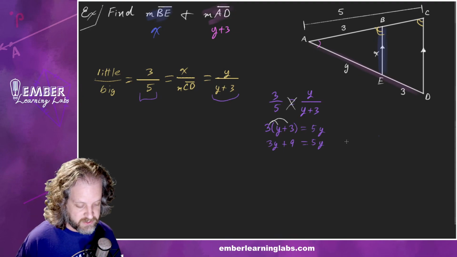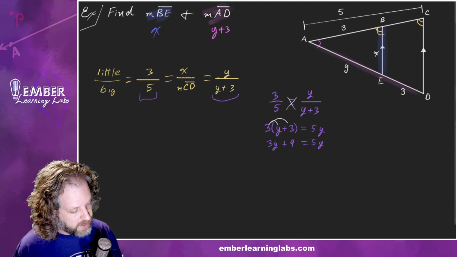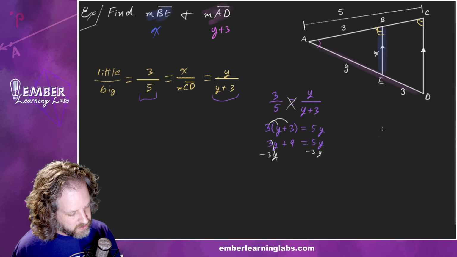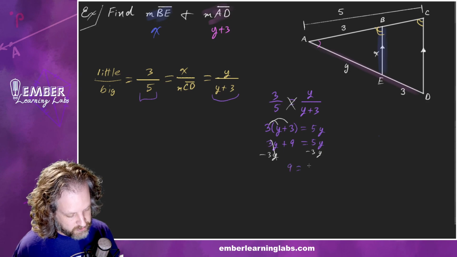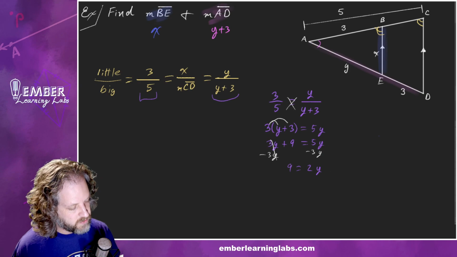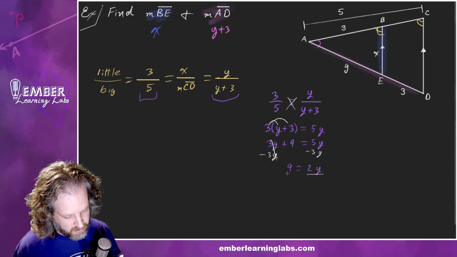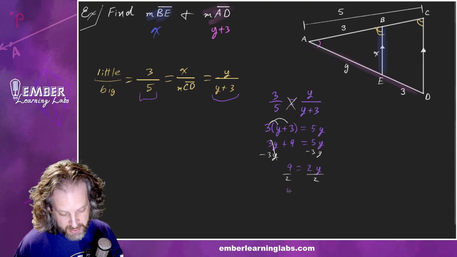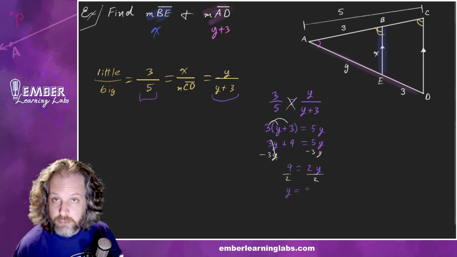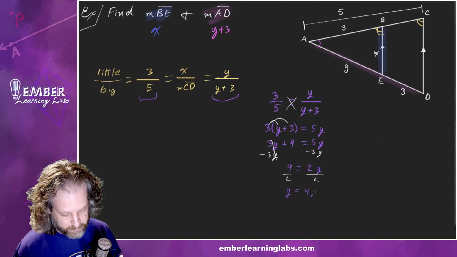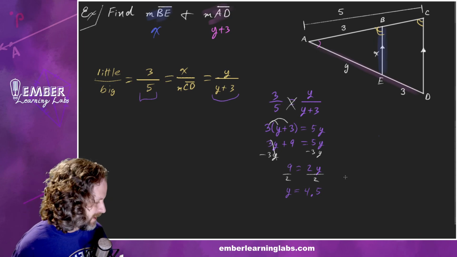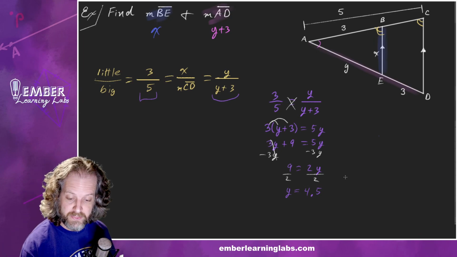So now let's finish solving for y. So let's subtract the 3y from both sides. Minus 3y. That cancels. So 9 equals 2y. So we can divide the 2 off. So we end up with y equals 4.5. I'm going to write 4.5 because I know you're more comfortable with that. That's fine. Decimals are ugly, but that's fine. You don't have to necessarily agree with me on that.